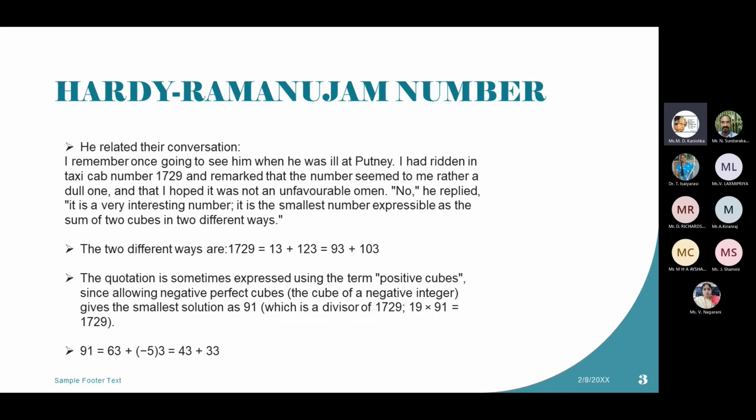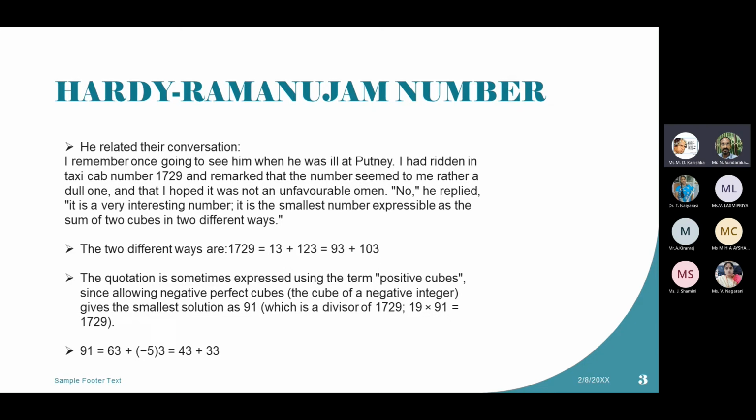It is the smallest number expressible as the sum of two cubes in two different ways. The two different ways are 1729 = 1³ + 12³ and also 9³ + 10³. The quotation is sometimes expressed using the term positive cubes, since allowing negative perfect cubes gives the smallest solution as 91. 91 = 6³ + (−5)³ = 4³ + 3³.